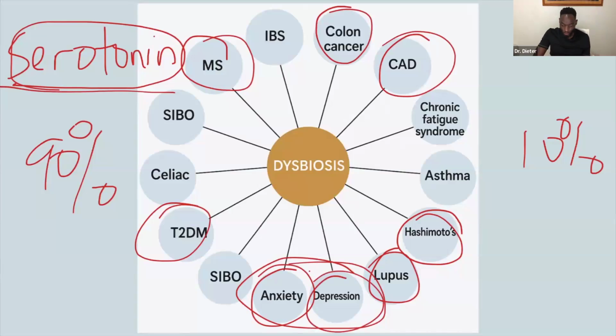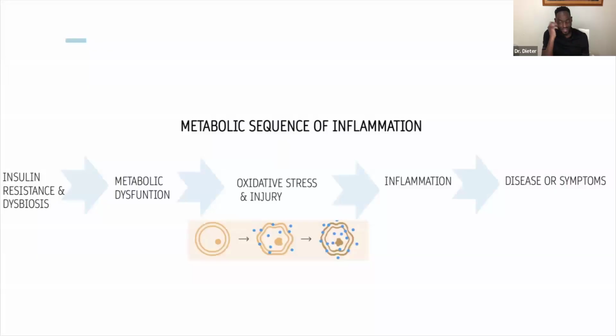So a lot of people walking around with anxiety and depression have a sick gut coming from just that. Now, this slide is not the end-all and be-all of dysbiosis, microbiome dysfunction. There are many other diseases linked to dysbiosis that are not on here. We just cannot put all of them on a single slide. This other slide is one I call the metabolic sequence of disease. It's coming from these two things, insulin resistance and gut dysbiosis, resulting in metabolic dysfunction.